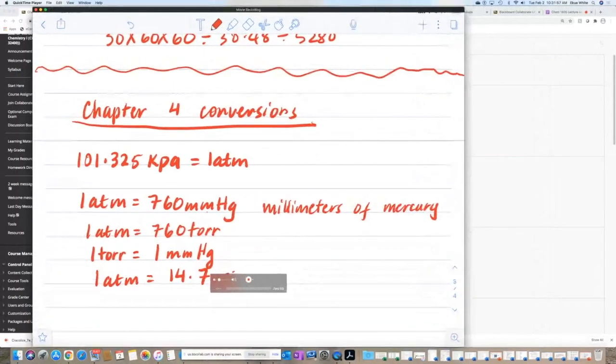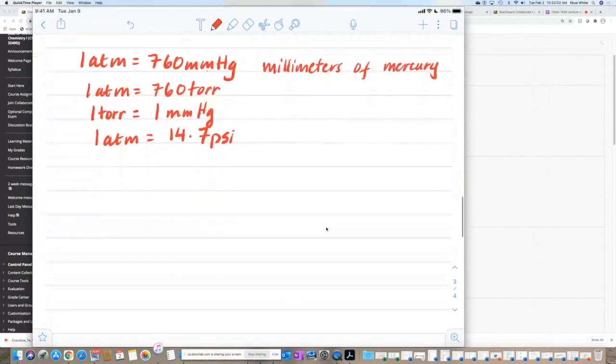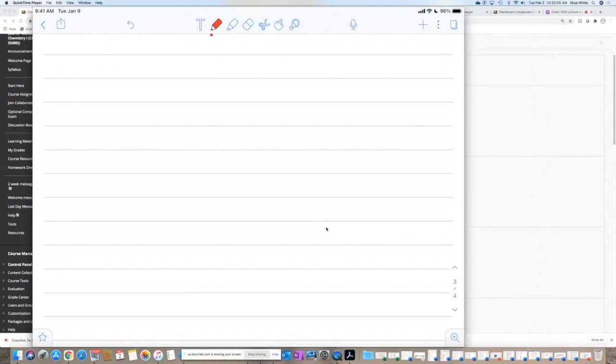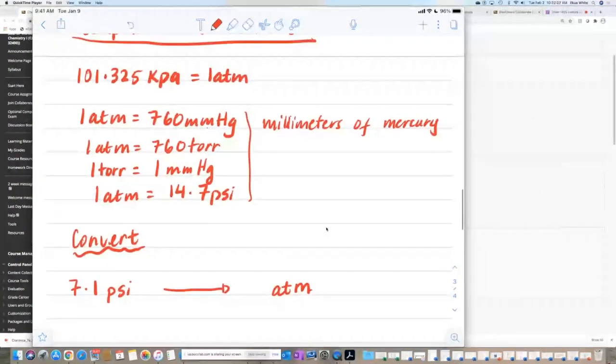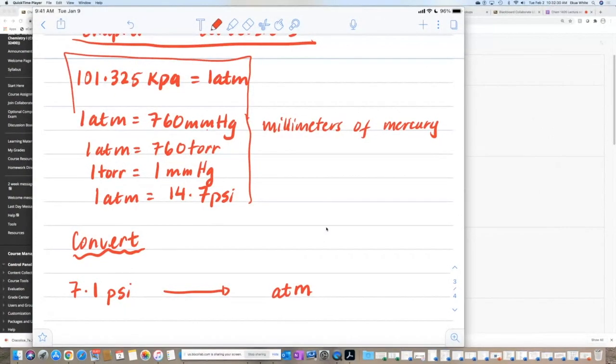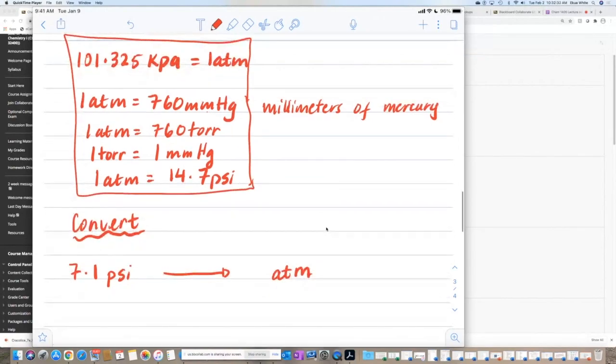And I'm going to work out a few conversions that have to do with pressure. For this one, without even going over the chapter, you should be able to perform this conversion. We're going to convert 7.1 psi to atmosphere. We're doing simple conversions. Without really knowing the topic that much, you have the conversion factors right here, and I told you what they are. Can you convert from 7.1 psi to atmosphere?